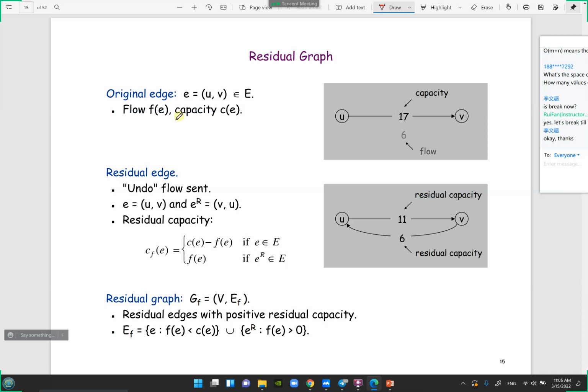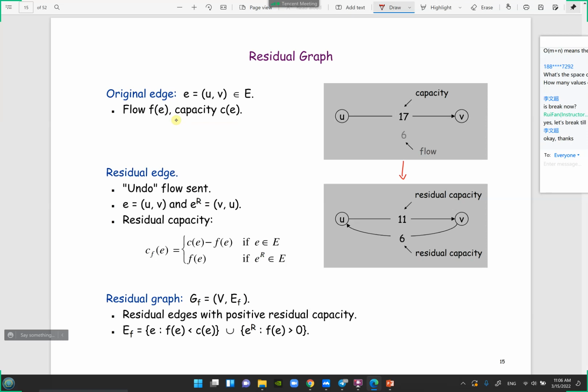Okay, now maybe eventually, if you keep running the algorithm, you don't want to put a flow of 6 on this edge. You might either want to increase the flow or decrease the flow. So we want to have some way of modeling either increasing or decreasing the flow. The way we're going to do that is we're going to take this current situation and transform it into this graph called the residual graph.